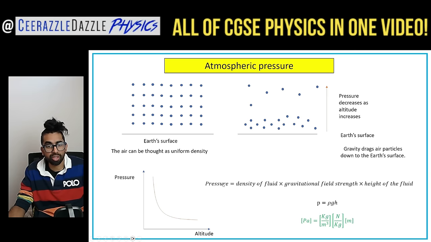And once again, we can use our formula for pressure for the fluid. Don't forget, this is a fluid, so we can use pressure is equal to the density of the fluid times gravity times the height, the same formula we looked at earlier on.